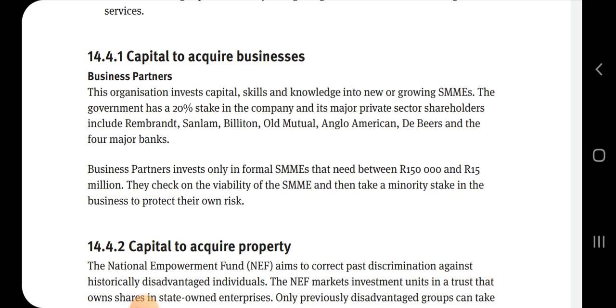The government has a 20% stake in the company, and its major private sector shareholders include Rembrandt, Sanlam, Billiton, Old Mutual, Anglo American, De Beers, and the 4 major banks. So business partners invest only in small SMMEs that need between 150,000 and 15 million. They check on the availability of the SMME and then take a majority stake in the business to protect their own risks. So they have the bigger share in your business.